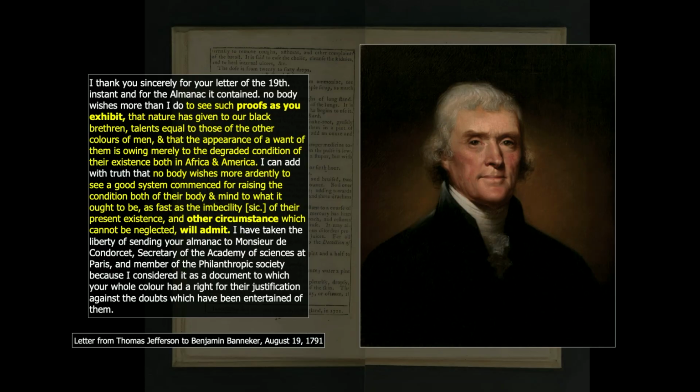Suggesting that there might be a process for the emancipation of enslaved Blacks, Jefferson shared with Banneker that, quote, "nobody wishes more ardently to see a good system commenced for raising the condition of both the body and mind to what it ought to be, as fast as the imbecility of their present existence and other circumstances which cannot be neglected will admit," end quote.